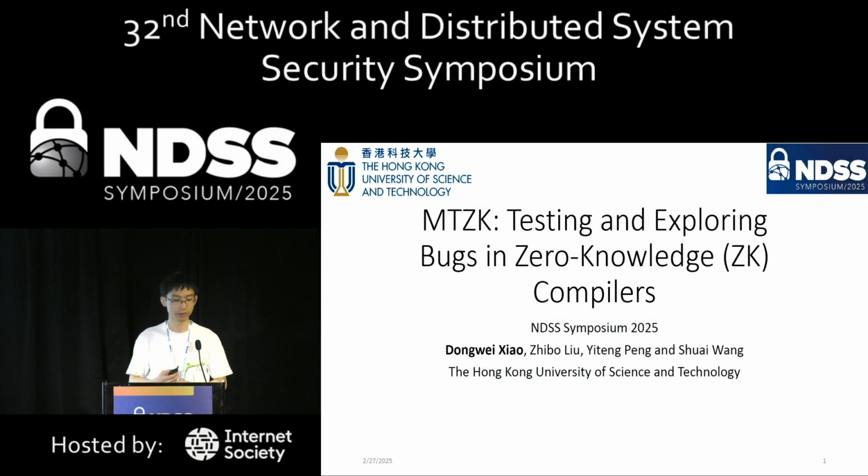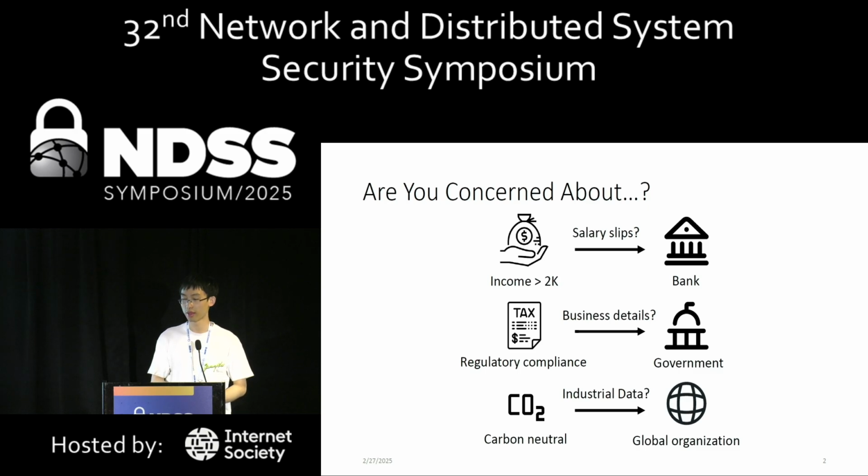Hello, everyone. Today, I'm happy to present our work on testing and exploring bugs in zero-knowledge compilers. Think about the last time you had to prove something, like showing the bank that you are eligible to open a bank account, or a company demonstrating its regulation compliance. But in each case, you probably revealed more information than necessary. For example, you reveal your entire salary slips just to show that you earn enough.